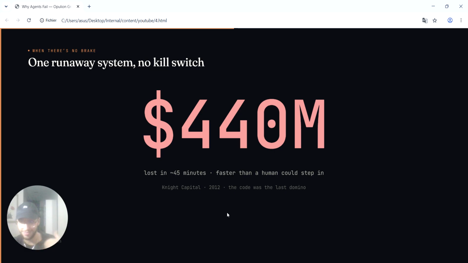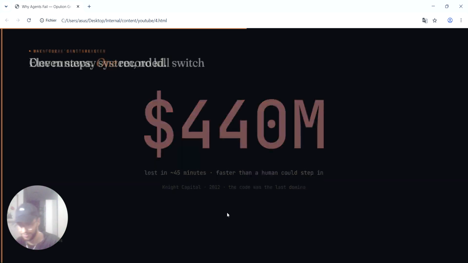The code was the last domino. The failure was the system that let it run in the first place with no brakes at all. The code did what code does, it just executed, and the system had no way to catch it or stop it. If you understand this, it's not a code problem, it's a systems problem, because the code was just the last domino in the whole chain. So I want you to remember that one.